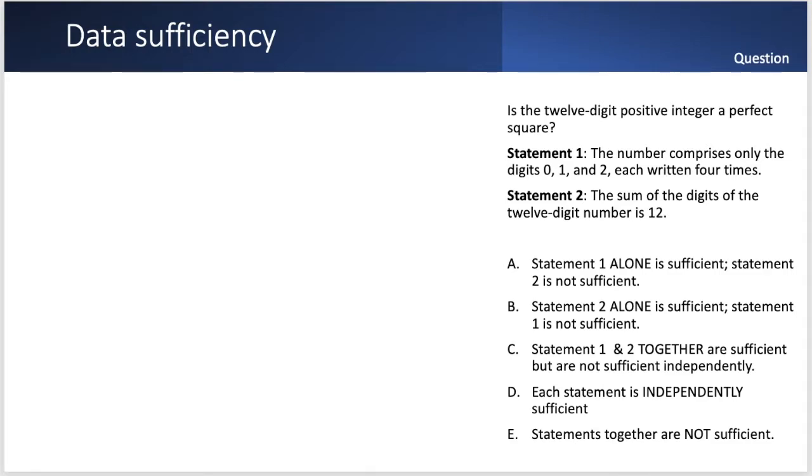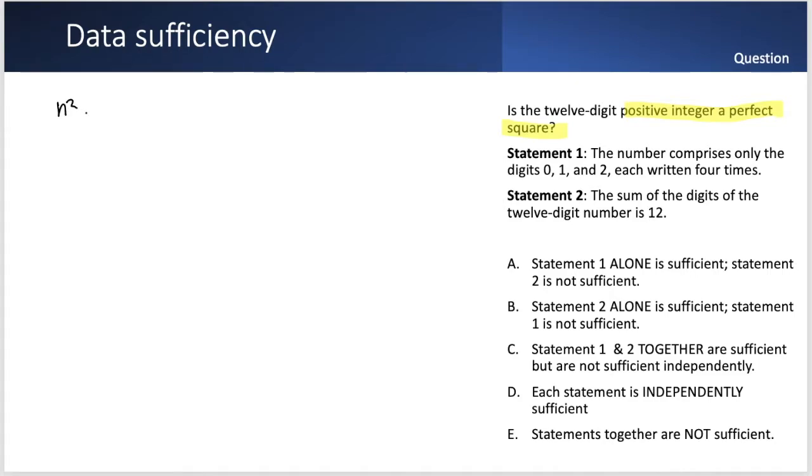Pause the video and have a go yourself. Alright, let's look at it together. So what's important here is that we have a positive integer, which is a perfect square. A perfect square means that the number is the square of another integer. Let's call this number n squared.